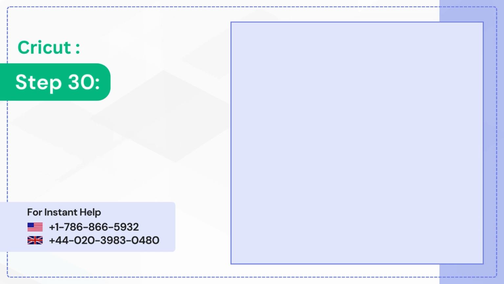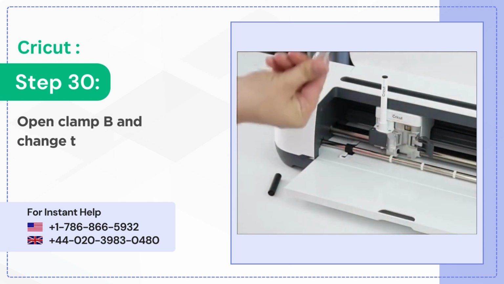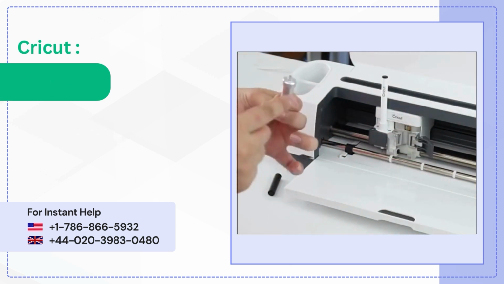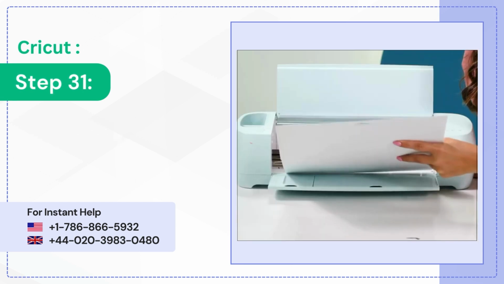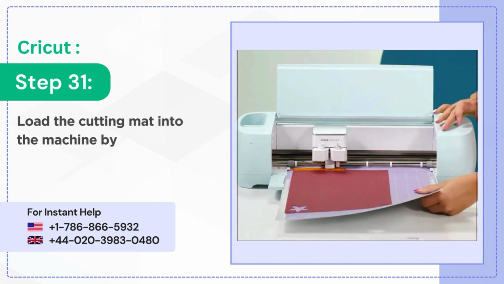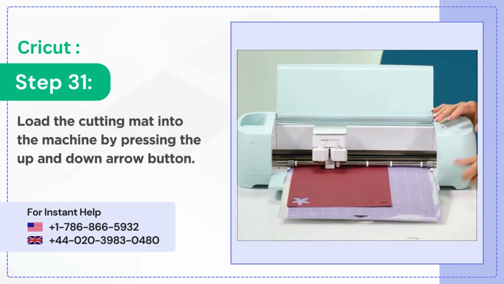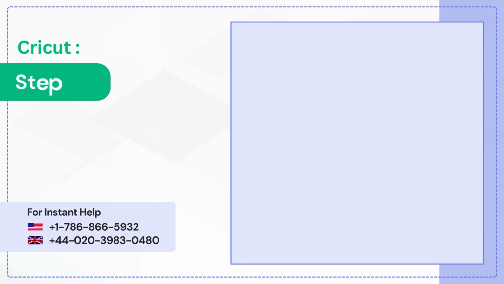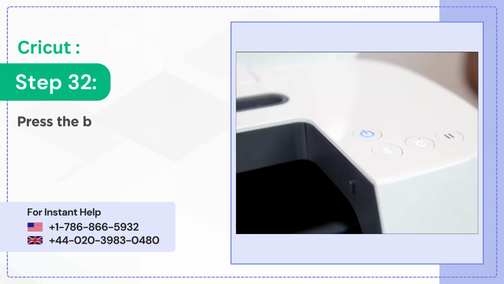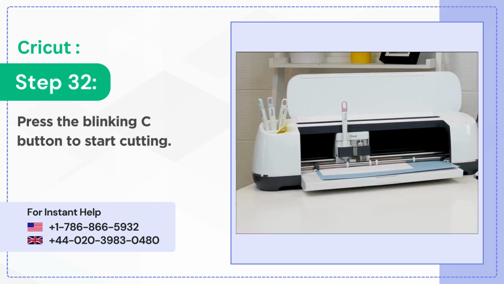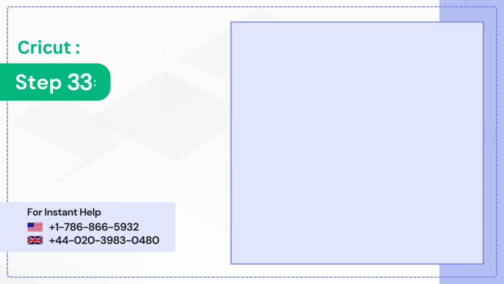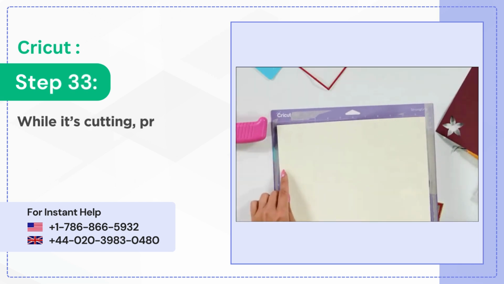Step 30. Open clamp B and change the blade. Step 31. Load the cutting mat into the machine by pressing the up and down arrow button. Step 32. Press the blinking C button to start cutting. Step 33. While it's cutting, prepare the other cutting mat.